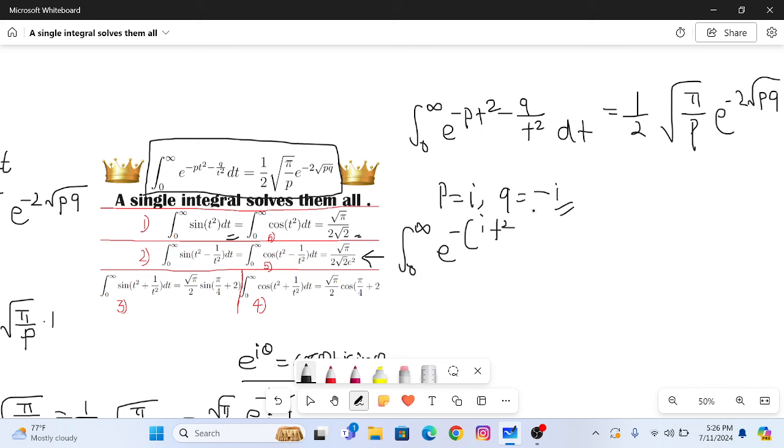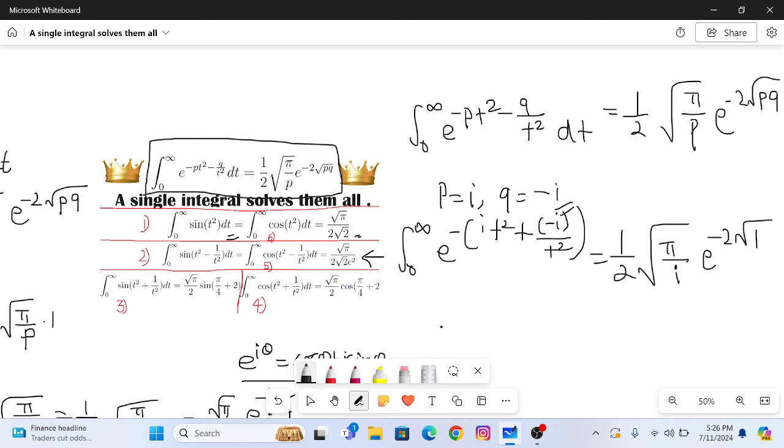Yes, and then if q is minus i, so plus of, and then minus i by t square. Yes, and this one is just equal to 1 by 2 root pi by i, and since i times minus i is minus times minus 1, so that is just plus 1, so e to the power minus 2 times square root of plus 1.